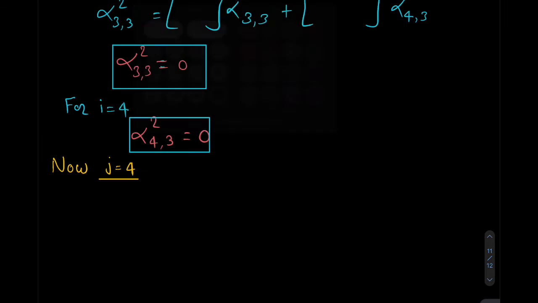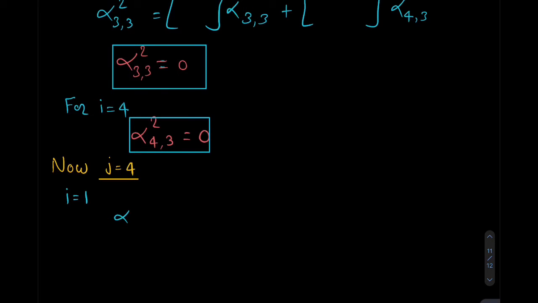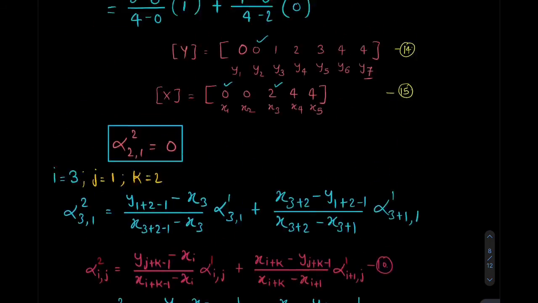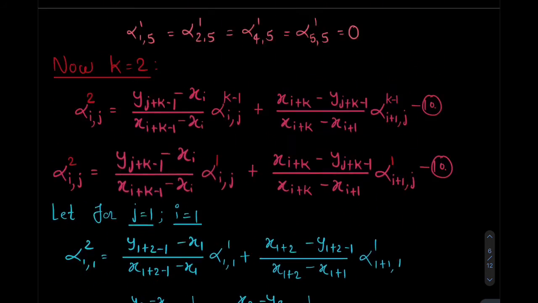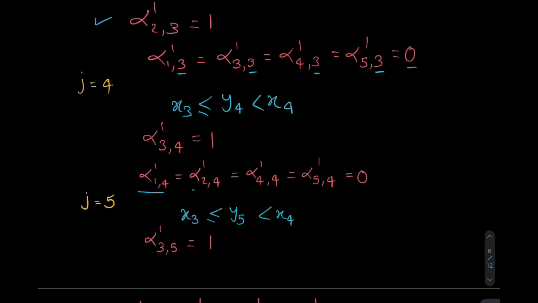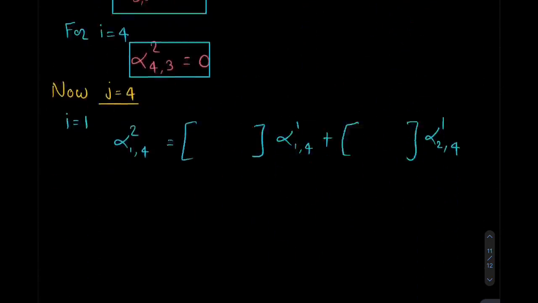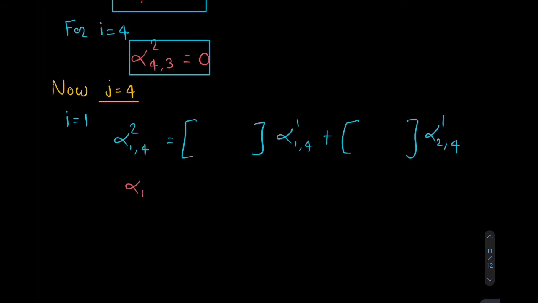Start from i equal to 1. This is nothing but alpha 1 comma 4, so naturally it will have some bracket multiplied by alpha 1 4 first order plus some bracket alpha 2 4 first order. Let us check for the fourth loop what the conditions were. For j equal to 4, alpha 1 4 and 2 4 are both 0. So this saves our time. Alpha 1 4 is 0.